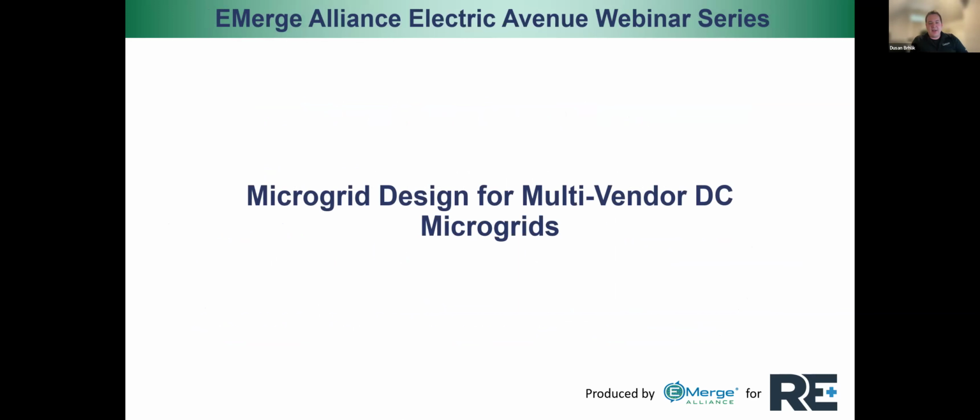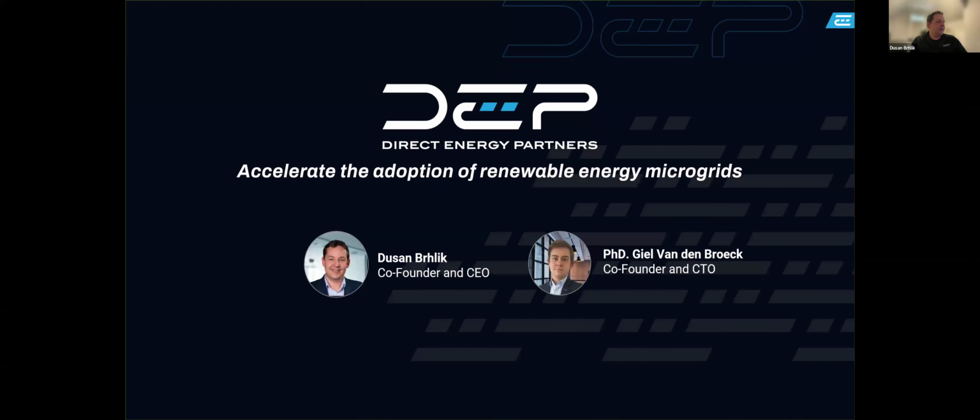This is the design webinar series number 2. And today we're going to design a multi-vendor DC microgrid. We're going to go through all the considerations that you have to take into account on a very high level when you're attempting to design a multi-vendor microgrid. So I really look forward to this one.